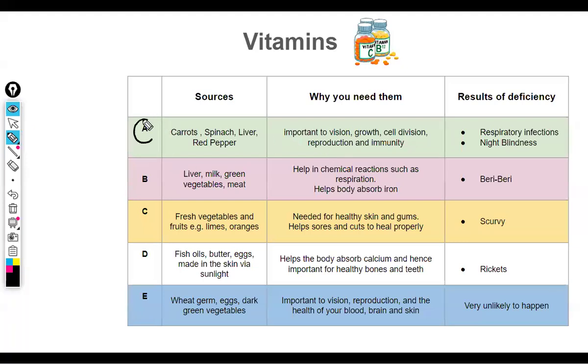Just a quick fact. It's not going to come in the exam, but too much vitamin A can actually kill you. If you eat an excessive amount of vitamin A, you can die. For those who are interested in facts, right?